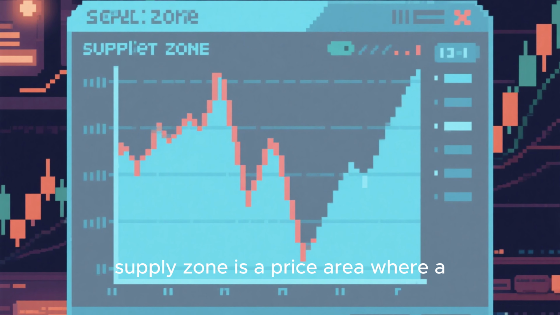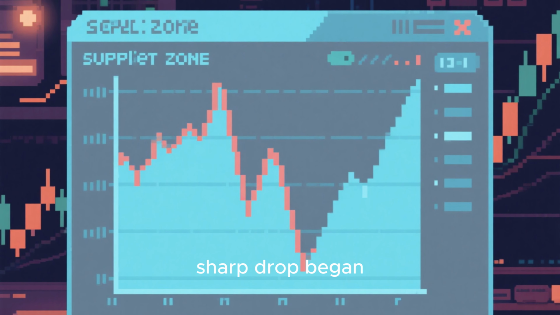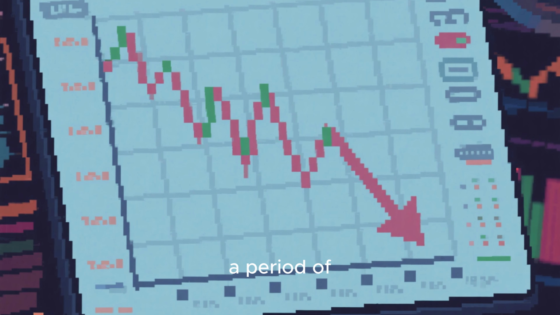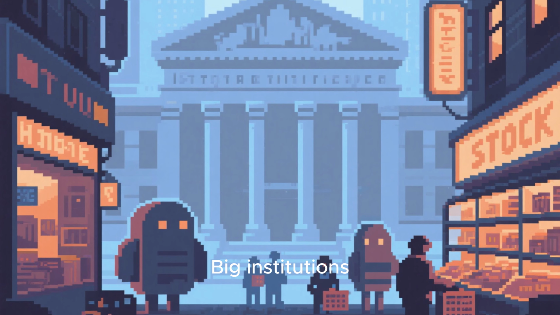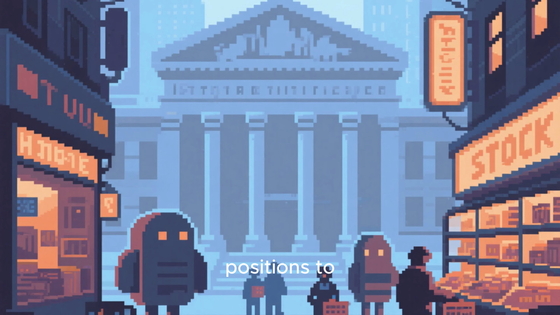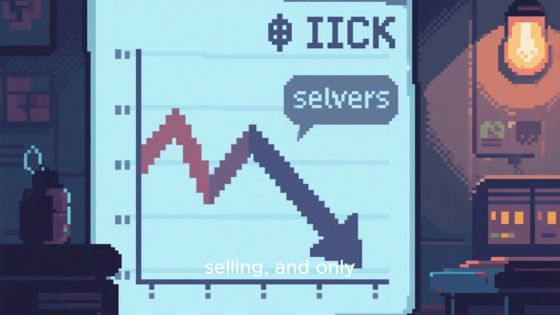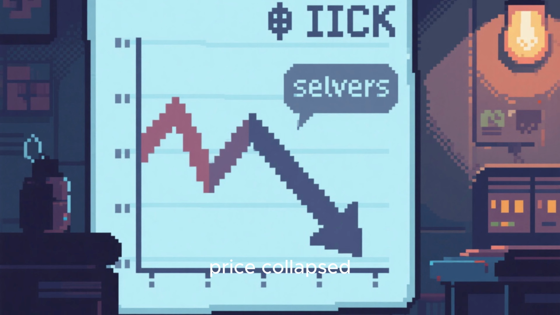A supply zone is a price area where a sharp drop began. This is the opposite scenario. The sideways action before the drop was a period of distribution. Big institutions were offloading their massive positions to unsuspecting retail buyers. Once they were done selling and only sellers were left in control, the price collapsed.